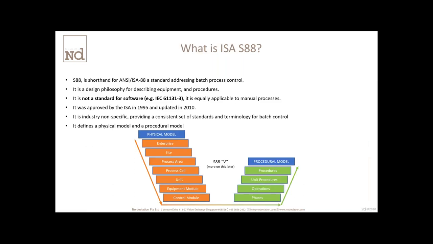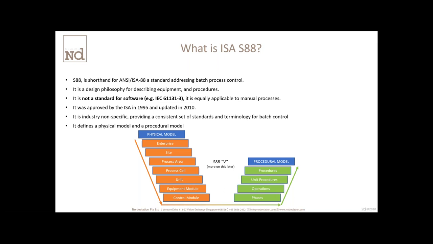So what is S88? It's shorthand for ANSI ISA S88, which is a standard for organizing process control elements, and it's primarily designed for batch processes. It's a design philosophy for describing equipment and procedures. It is not a standard for software like IEC 61131, which is something that you see when you open a control module, like function blocks or structured text or ladder logic. All the smaller components in the system, you'll typically see one of us automation engineers poring over. It's equally applicable to manual processes, but obviously they're not going to have the procedural module component.